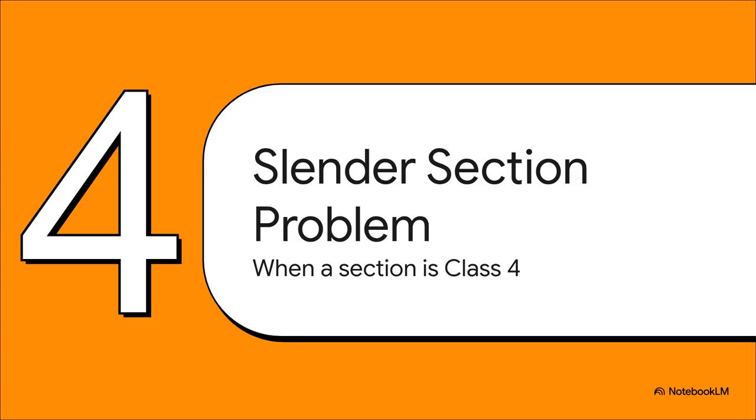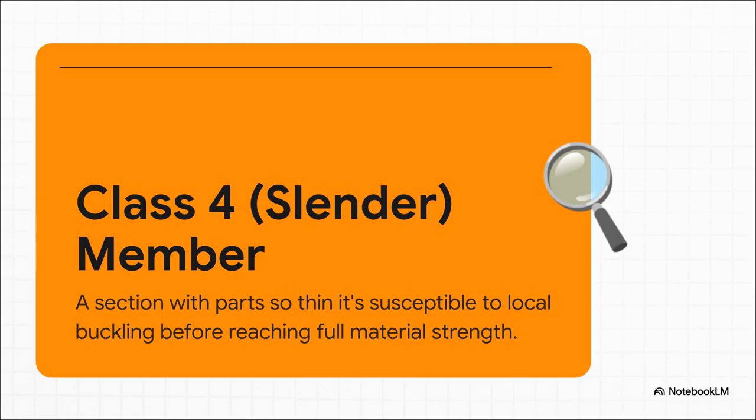But what if we go all the way back to step 1 and our section failed that classification check? What if its flange or its web was just too thin? Well, now we've got ourselves a slender section problem, or what's officially known as a Class 4 member. A Class 4 member is basically a section that is guaranteed to have that local buckling problem we talked about at the very beginning. Its parts are so thin that they will crumple before the steel can reach its full potential. So that standard design procedure we just went through, you can't use it because you can't trust the full strength of the section.